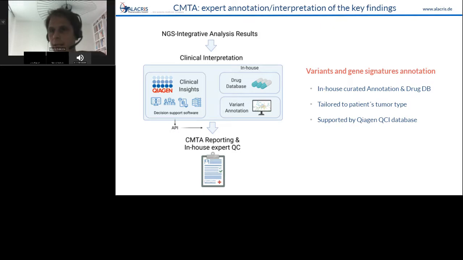Then, having analyzed the sample and all the relevant alterations, the next step would be to link them to actual treatment. And for that, we have a dual approach. So one is to have in-house a database of drugs and drug targets. And the second part is that we use QIAGEN QCI, Clinical Insights, to get annotations for the alterations that we find.